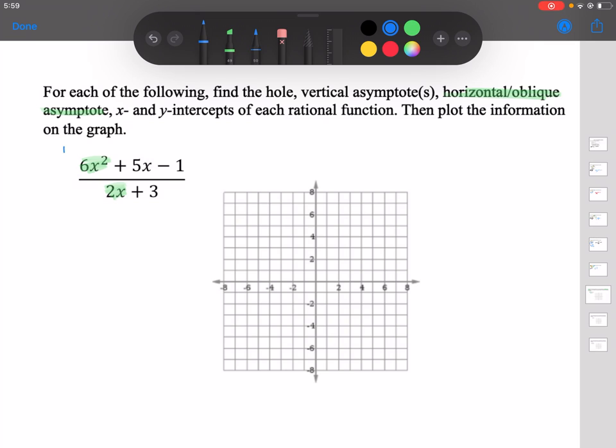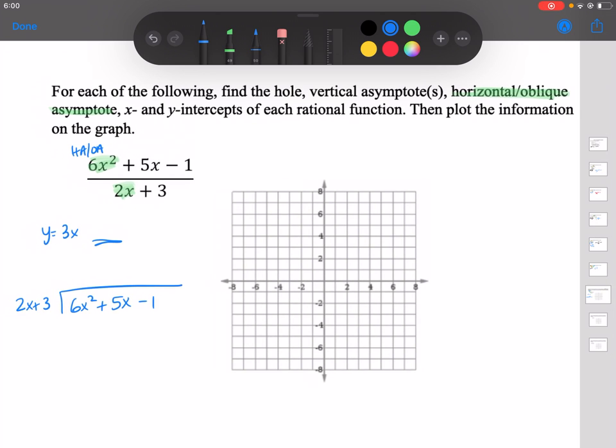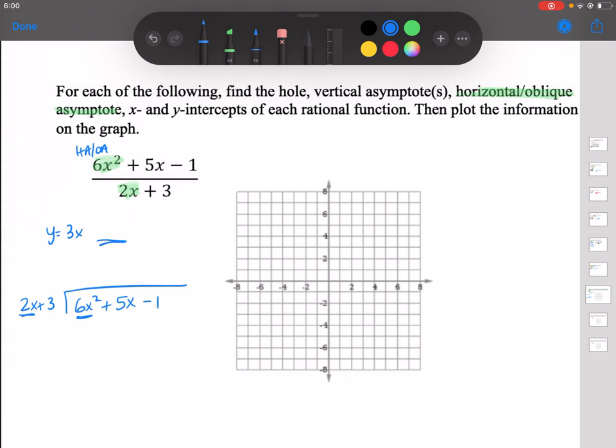So if I go ahead and divide those, I get y equals 3x, and then we've got to figure out the rest. So I'm going to do my long division. 6x squared plus 5x minus 1. And we divide, so remember long division, you find what I need to multiply 2x by to get 6x squared, or if you just divide 6x squared by 2x, you get 3x. 3x times 2x is 6x squared. 3x times 3 is a 9x.